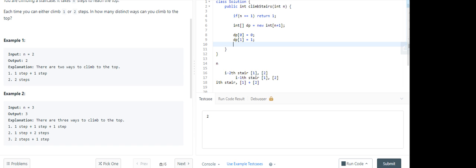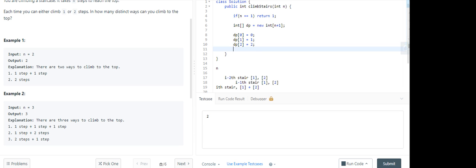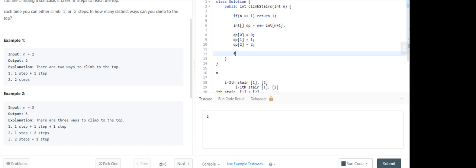What about dp of 2? Can you use 2? Yes, of course we can. So dp of 2 is going to be 2. That's because using 1 plus 1 I can reach stair number 2, or I can take 2 steps at a time. Now what about 3 onwards? For 3 onwards, we're just going to use the same formula.